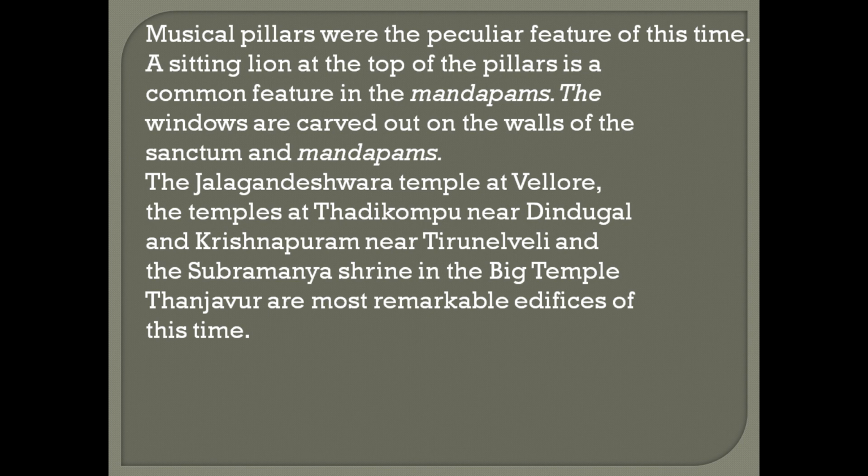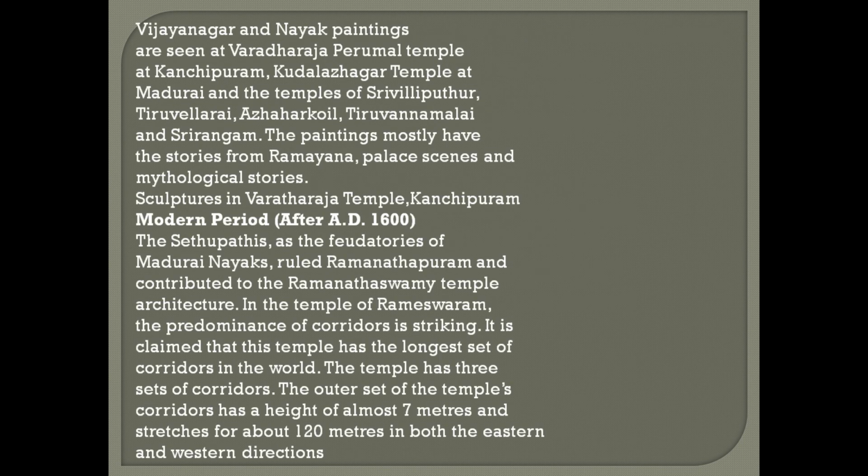The Jalakandeshwara temple at Vellore, the temples at Tadikombu near Dindigul, and Krishnapuram near Tirunelveli, and the Subramania shrine in the big temple at Thanjavur are the most remarkable edifices of this time. Vijayanagara and Nayak paintings are seen at Varadaraja Perumal temple at Kanchipuram, Kudalazhagar temple at Madurai, and temples of Srivilliputhur, Tiruvallarai, Alagar Koil, Tiruvannamalai, and Srirangam. The paintings mostly have stories from the Ramayana, palace scenes, and mythological stories. Sculpture in Varadaraja temple, Kanchipuram.